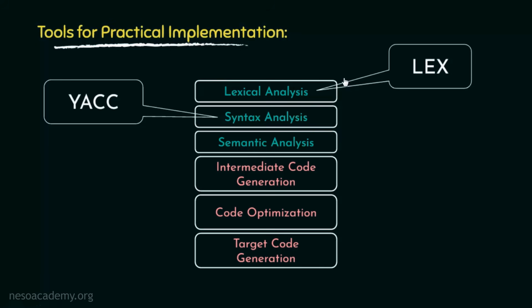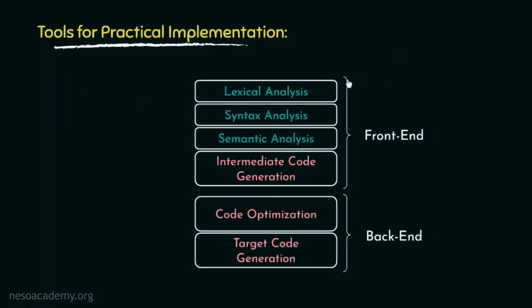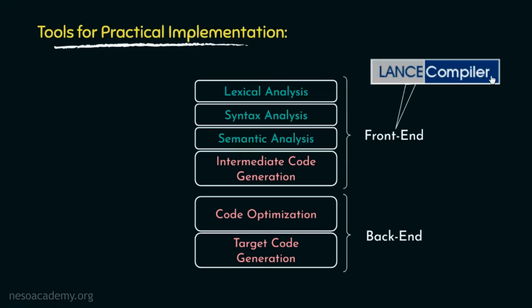Now we already know that among these 6 phases, the first 4 are collectively called the front end and the last 2 are known as the back end. Using the software platform Lance C compiler, we can implement the entire front end of a C language compiler for an embedded processor. Interested learners are advised to go through the research paper Lance, a C compiler platform for embedded processors by Dr. Rainer Leupers of University of Dortmund, Germany. The link of the paper has been provided in the description of this lecture.